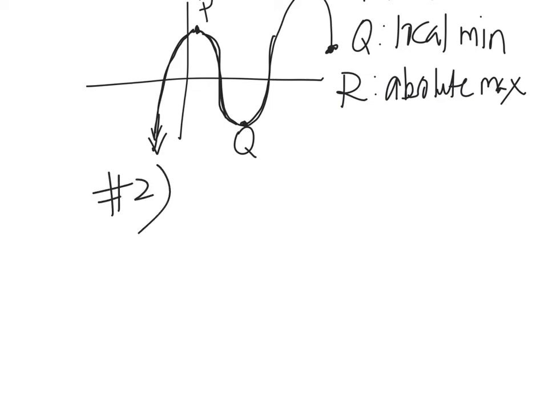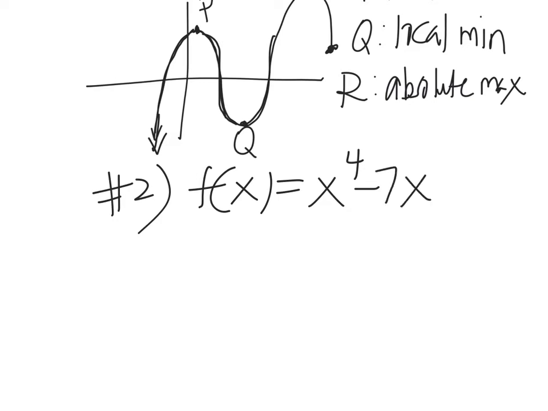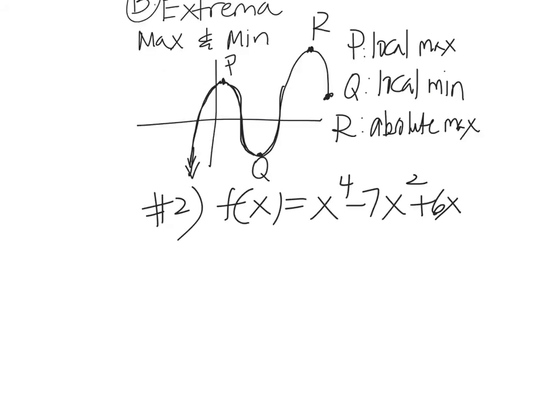Okay, so let's do f of x equals x to the 4th minus 7x squared plus 6x. And we're going to find any local extrema, maximums, minimums, all that stuff. All right, so I'm going to pause this and do it on start recording again.